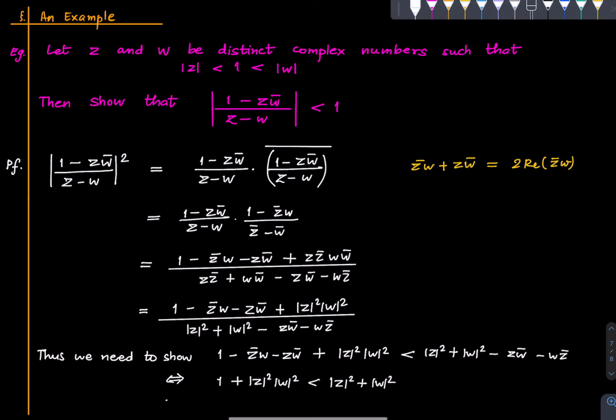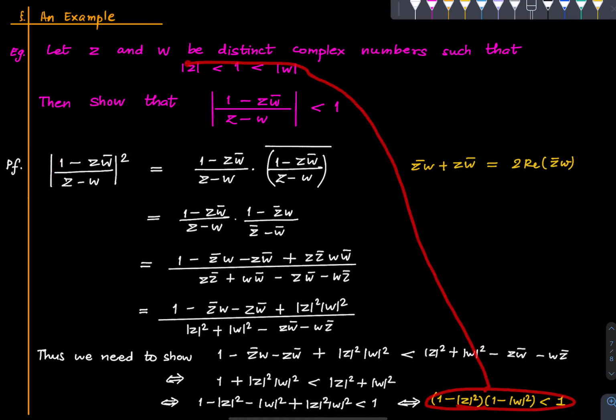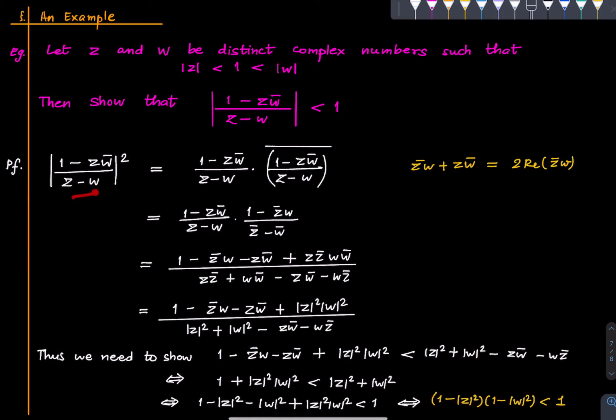All right. So this is equivalent to showing that 1 minus mod z square minus mod w square plus mod z square mod w square is less than 1. But that is equivalent to, and this is just a factorization step, 1 minus mod z square times 1 minus mod w square is less than 1. So if we can show that, we can show that this guy is strictly less than 1. But is that true? That is immediate from this hypothesis, right? So that part I leave you to check. And therefore, indeed, this is strictly less than 1, and hence this is strictly less than 1.